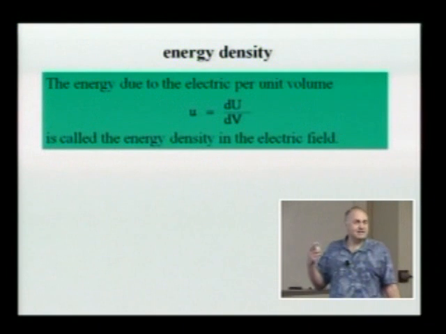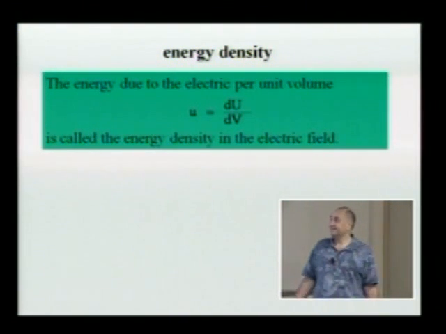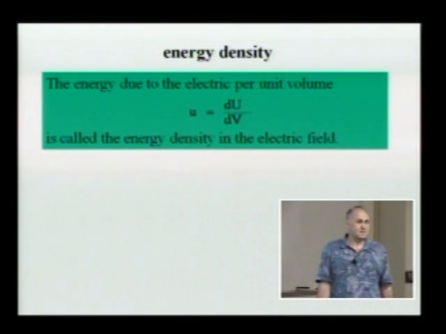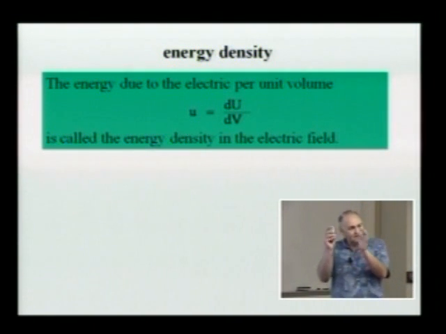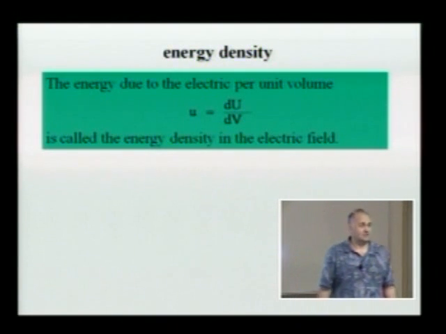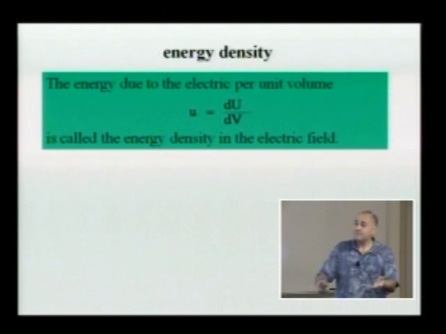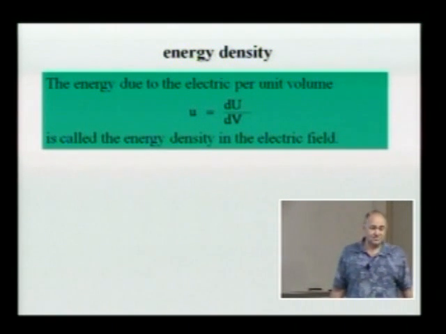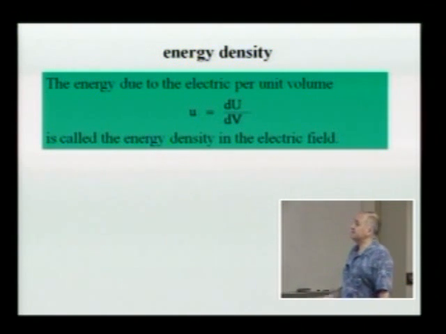By definition, whenever we speak about density, it's always the same. It is something per unit volume. Like we had charge density, it was charge per unit volume. If it was mass density, which we refer to as just density, it was the amount of mass divided by the volume in which this mass was contained. So energy density will also be defined in a similar way.